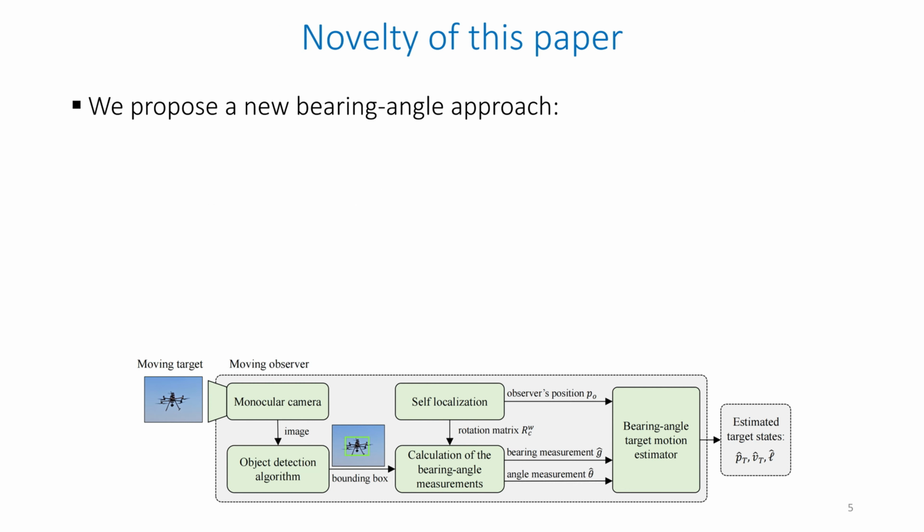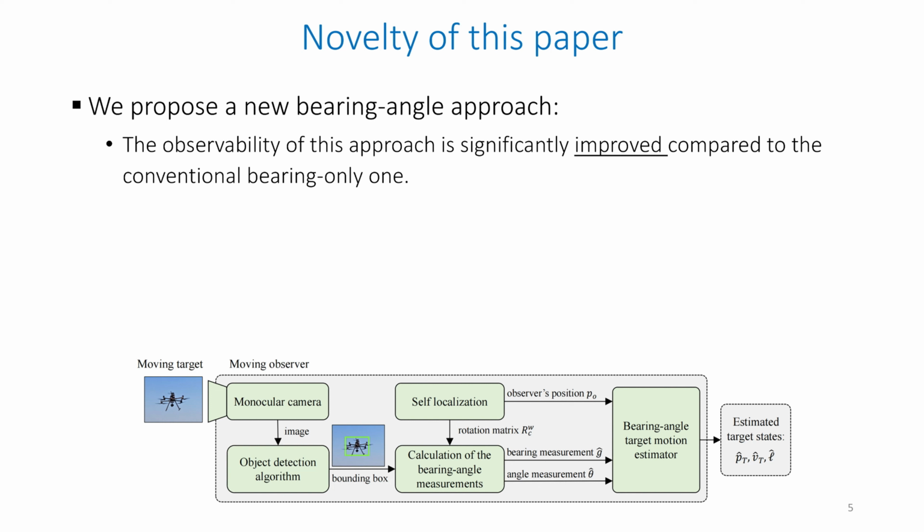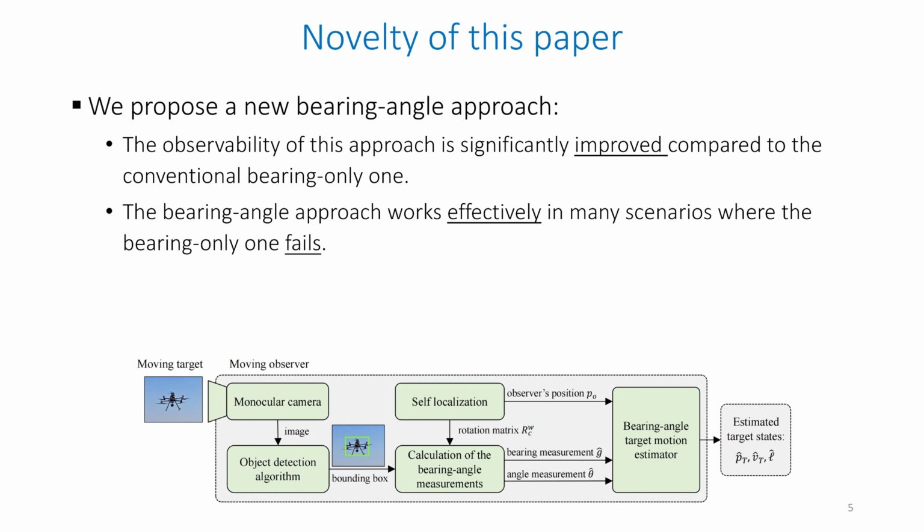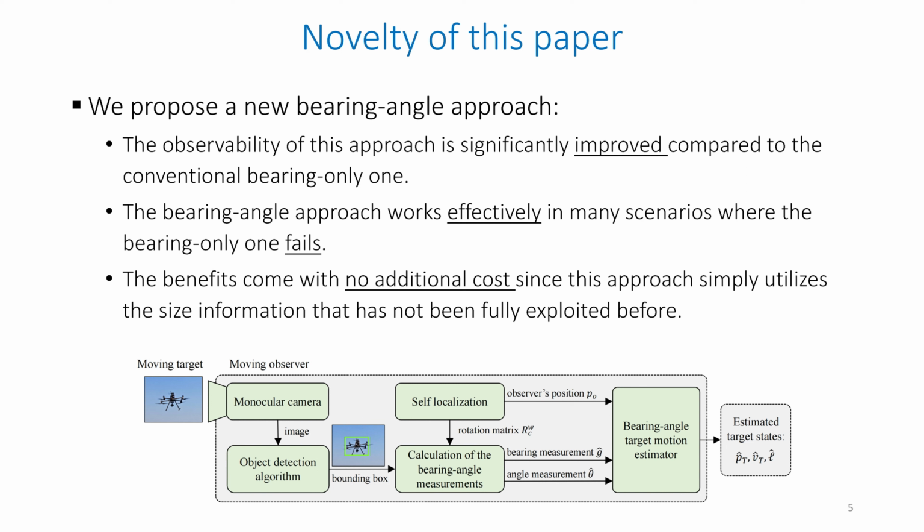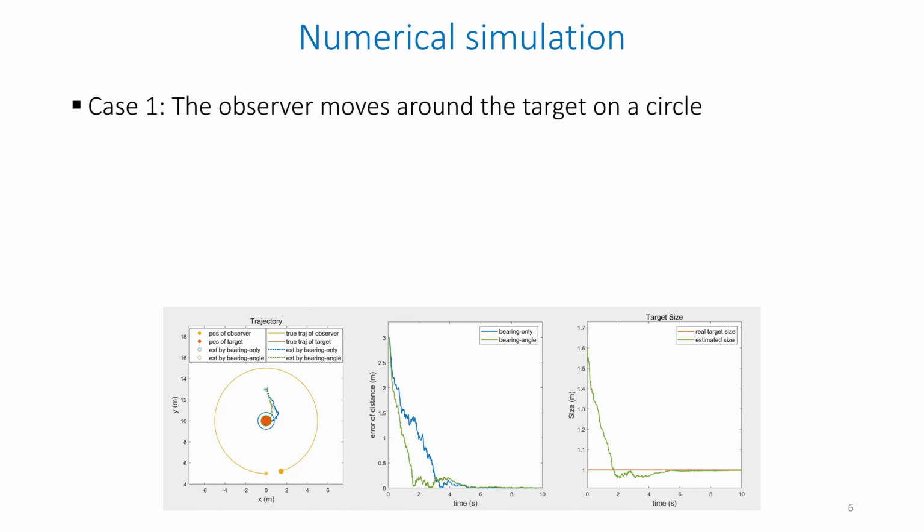In this paper, we propose a new bearing angle approach. It is theoretically analyzed that the observability of this approach is significantly improved compared to the conventional bearing-only one. It is verified by experiments that the bearing angle approach works effectively in many scenarios where the bearing-only one fails. The benefits come with no additional cost since this approach simply utilizes the size information that has not been fully exploited before. We conducted a series of experiments to verify the effectiveness of the approach.